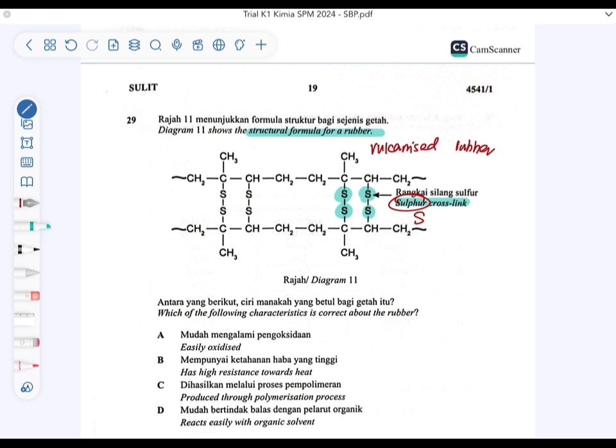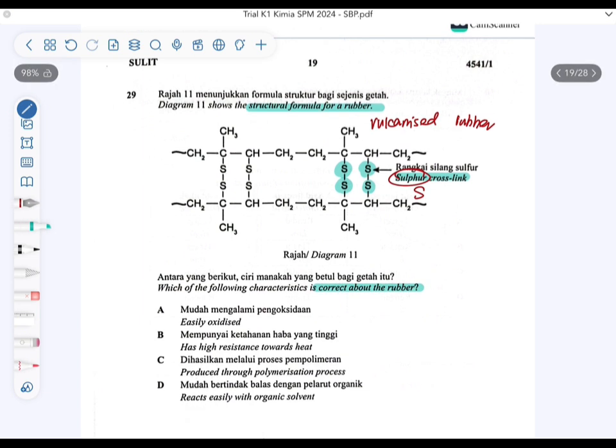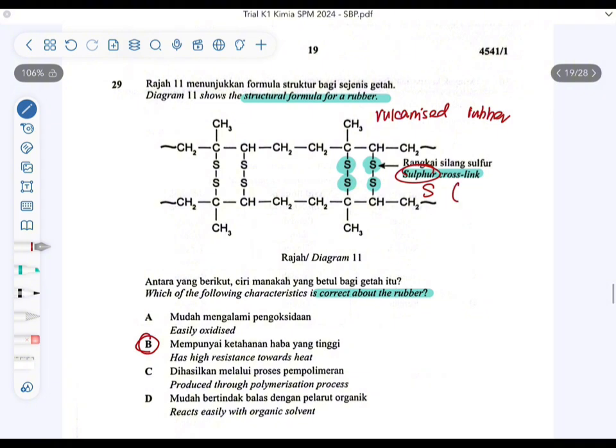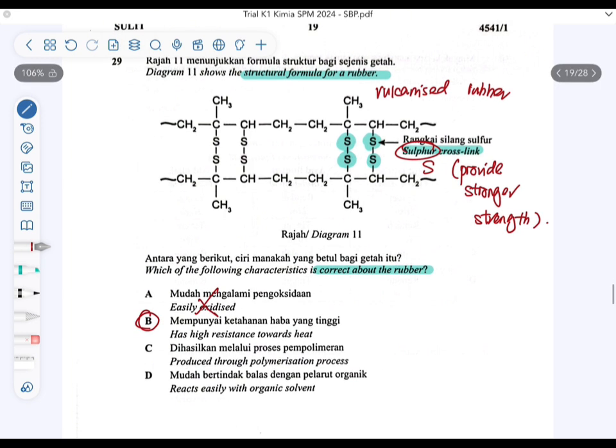The reason why we add sulfur is so that it has a high resistance towards heat, because this sulfur crosslink provides stronger strength. Okay, so A is not correct because for this kind of rubber, when we add the sulfur into it, it will not get oxidized easily.